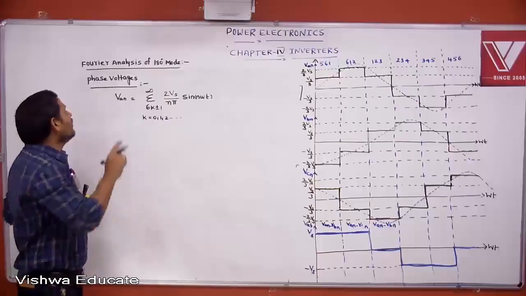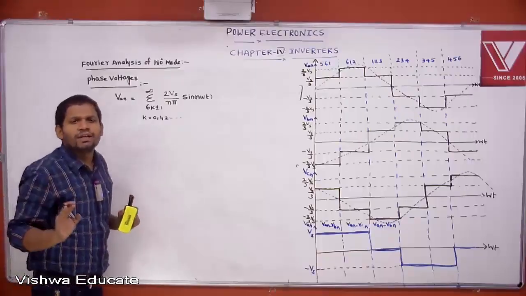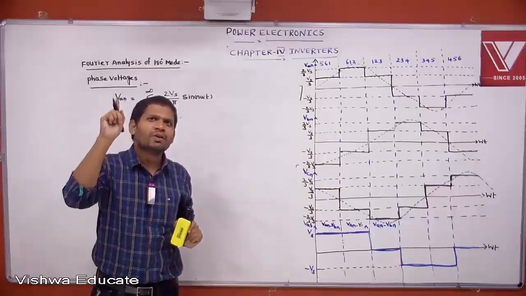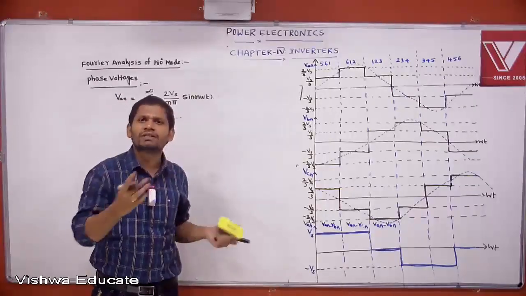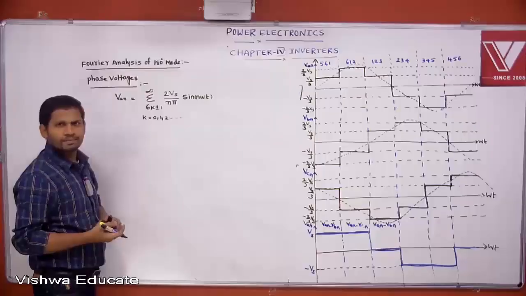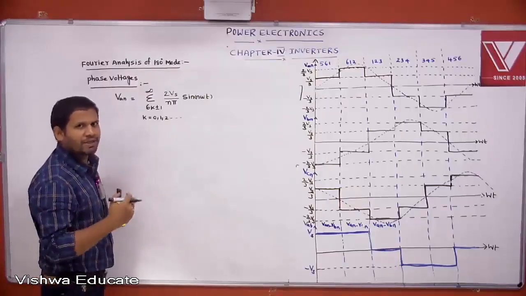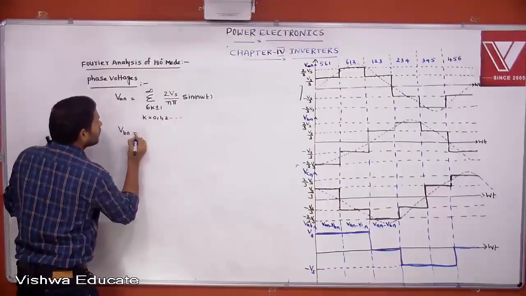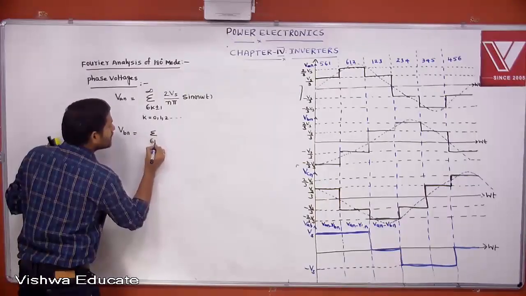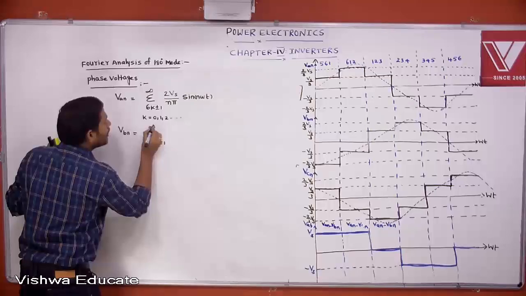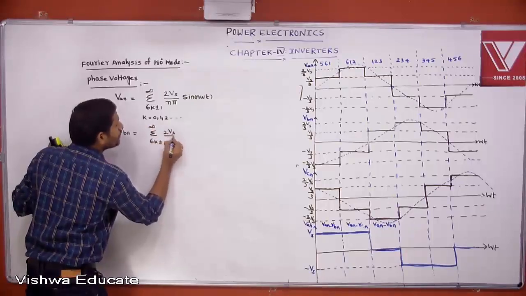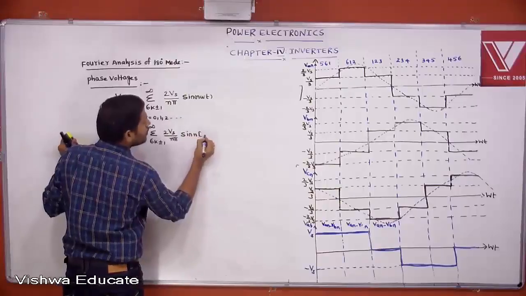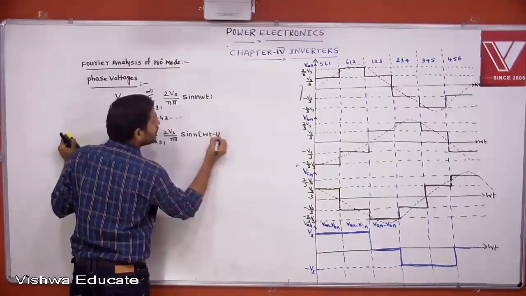A 3-phase bridge inverter is a combination of 3 half bridge inverters, as one phase is nothing but one half bridge. One half bridge is given by the half bridge formula, 2Vs by n pi, sin n omega t. You remember that for remembering purposes. Then the remaining: VBN equals summation over 6k plus or minus 1 up to infinity of 2Vs by n pi, sin n omega t minus 120.